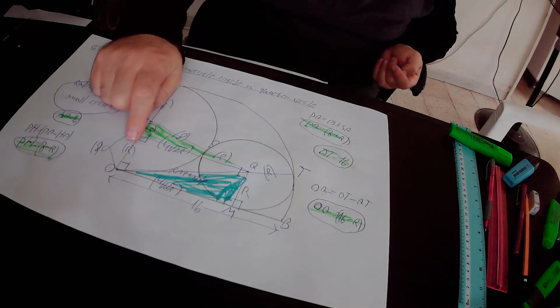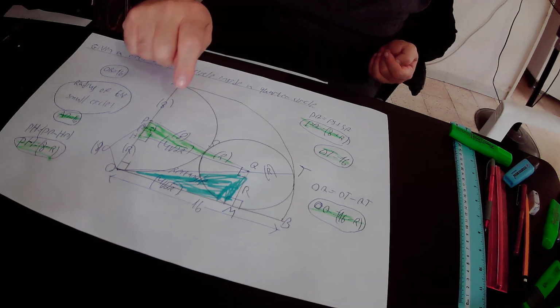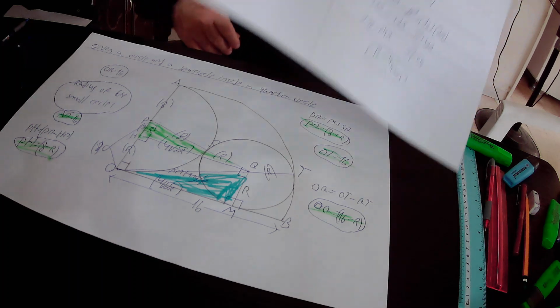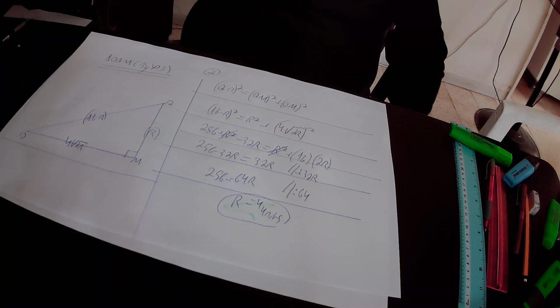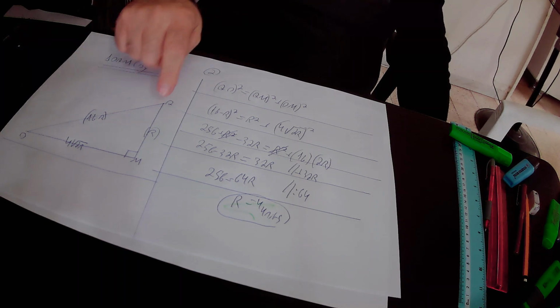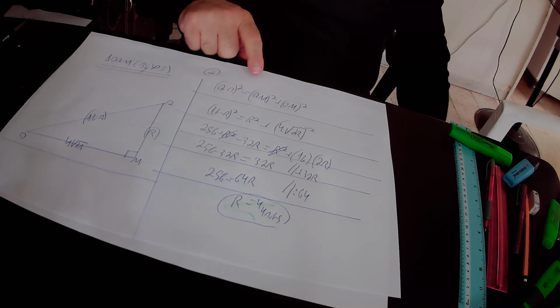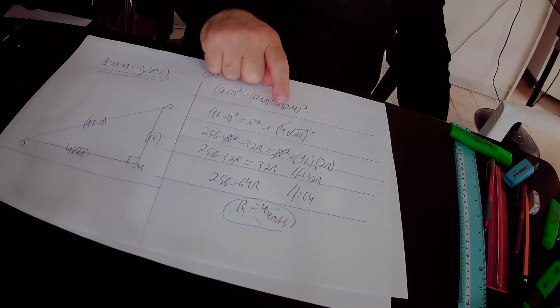In the next step, I copied the right blue triangle OQM onto a new page, and we implemented the Pythagoras theorem on it. According to the Pythagoras theorem, OQ square equals QM square plus MO square. OQ is 16 minus R, therefore OQ square is (16 minus R) square, and it equals QM square. QM is R, therefore QM square is R square, plus OM square. OM is 4 times square root of 2R, therefore OM square is (4 times square root of 2R) square.